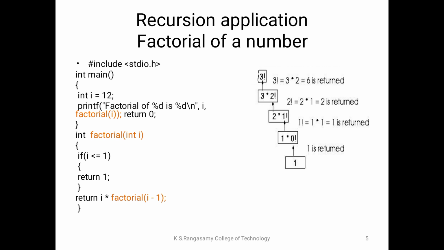So instead of finding 12 factorial directly, I am breaking it down into sub values like 11 factorial and 10 factorial. From 10 factorial, I can find 11 factorial. From 11 factorial, I can find 12 factorial. So this is the basic application of a recursive function.